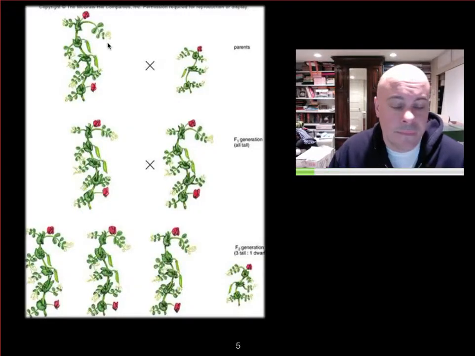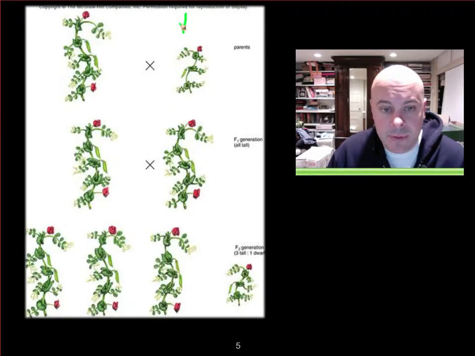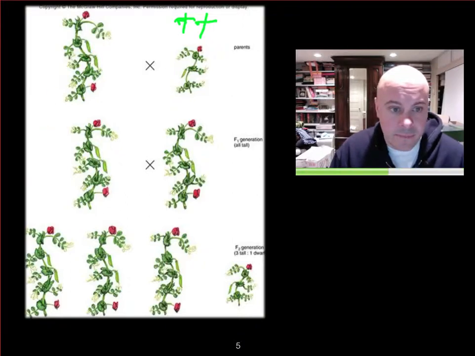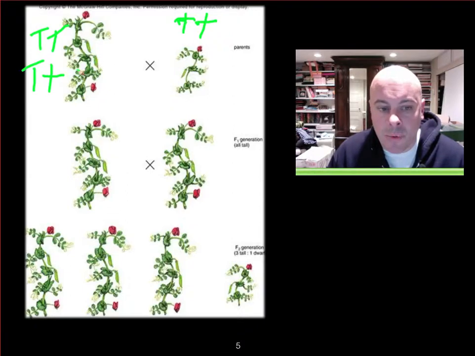So I'm going to clear this and go back to this slide here. My question to you is, we know that this plant here is little t, little t. This one here could have been either big T, big T or big T, little t. How did Mendel know which one this is? That question is going to be one of the questions you need to answer for tomorrow. I'd like you to look that up tonight.